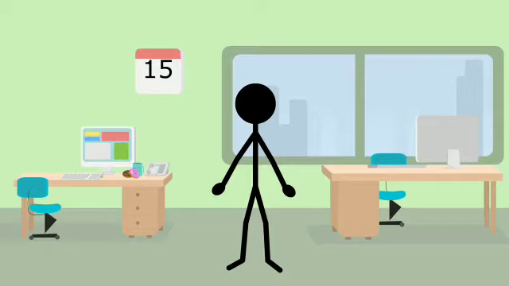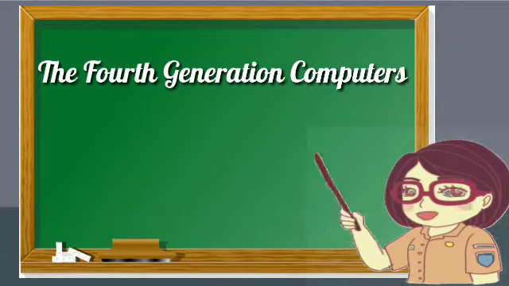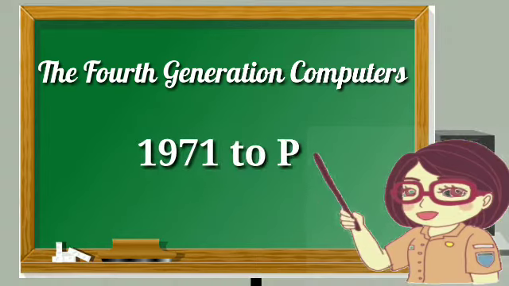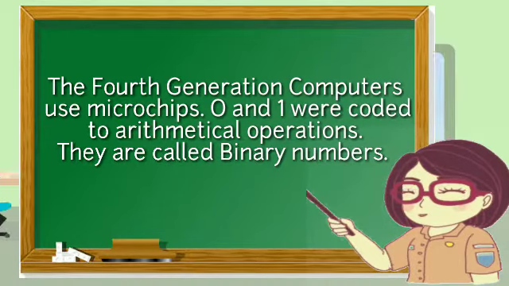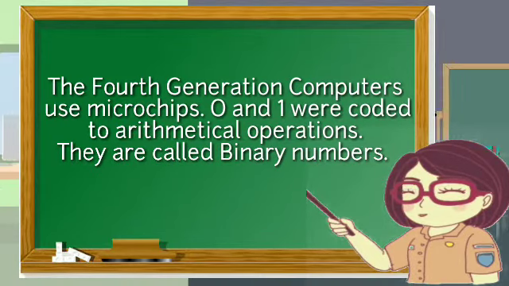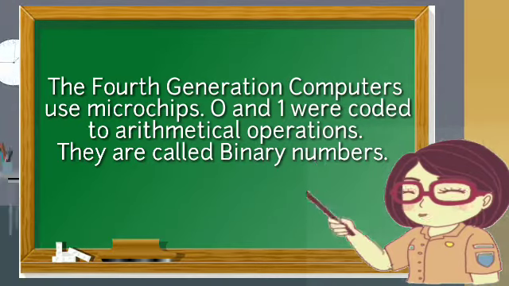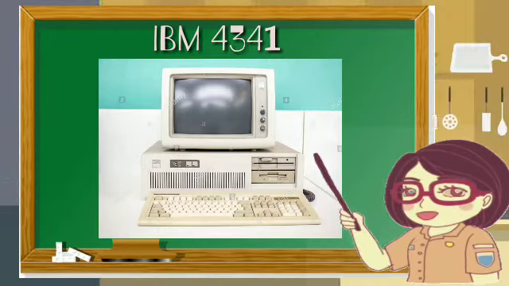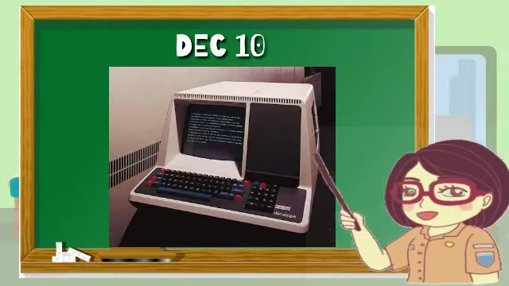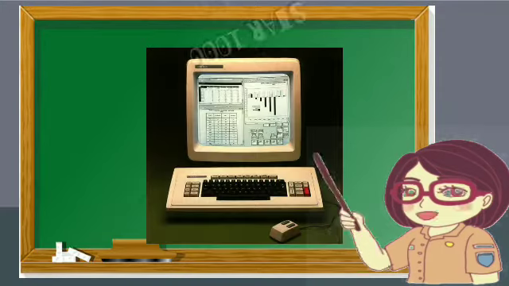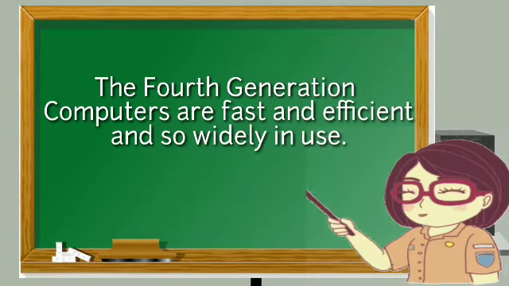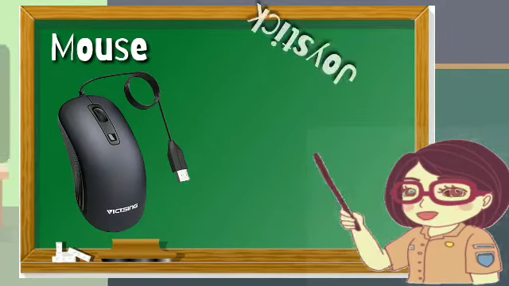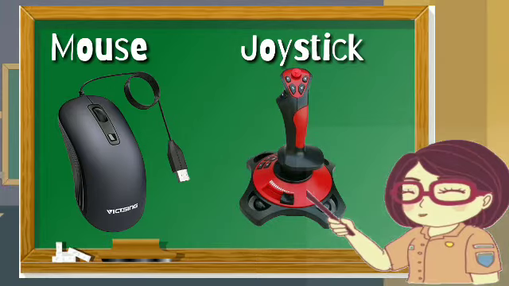So let's go to the fourth generation computers. The fourth generation computers were developed from 1971 to the present. They use microchips. 0 and 1 were coded for arithmetical operations. They are called binary numbers. The IBM 4341, the DEC-10, and the STAR 1000 were examples of fourth generation computers. They are fast and efficient and so widely in use. The mouse and joystick were also developed in this period.